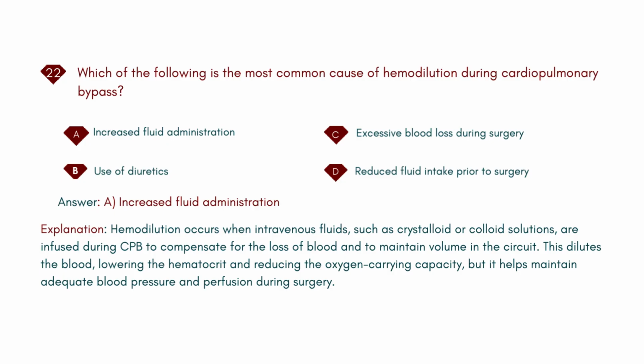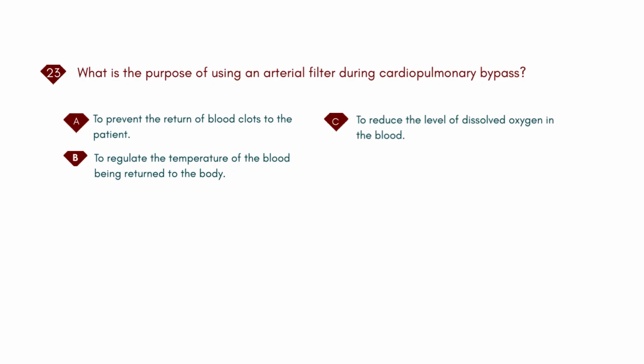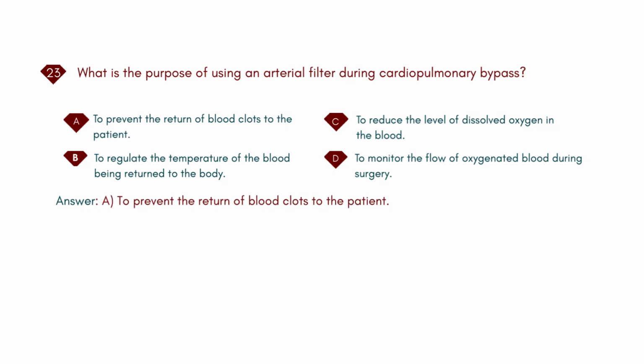and perfusion during surgery. What is the purpose of using an arterial filter during cardiopulmonary bypass? A. To prevent the return of blood clots to the patient. B. To regulate the temperature of the blood being returned to the body. C. To reduce the level of dissolved oxygen in the blood. D. To monitor the flow of oxygenated blood during surgery. Answer: A. To prevent the return of blood clots to the patient.